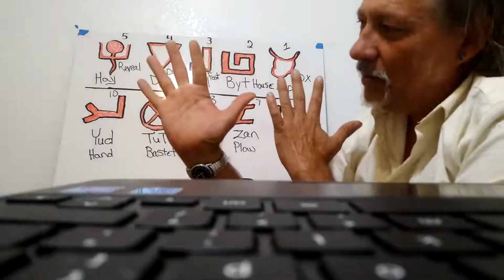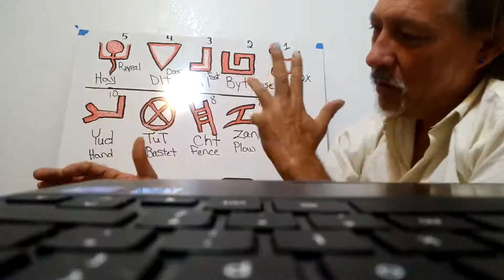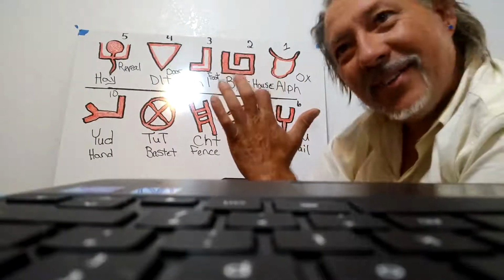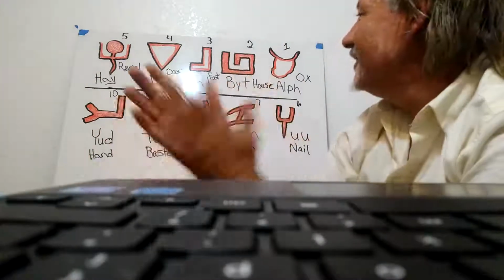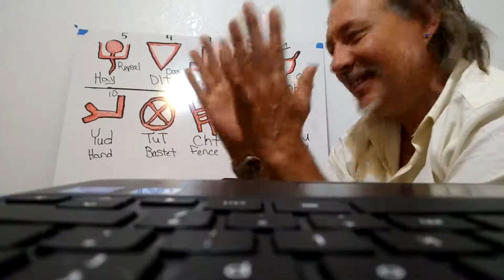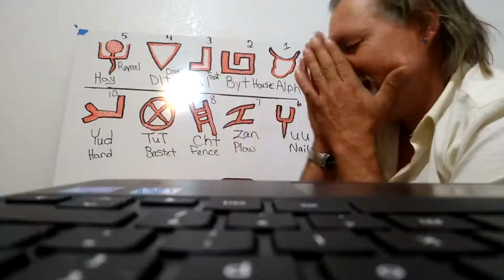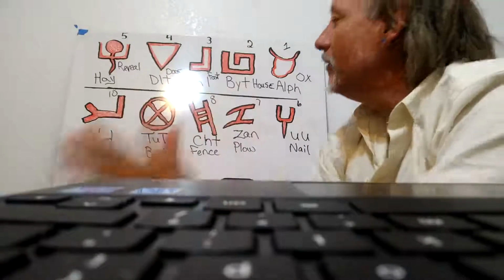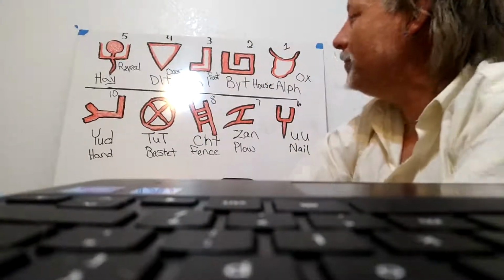Aluphbyt, Gmul, Dlut, Hey, U, Zan, Chet, Tet, YUD. Clap your hands. Yay. I love being a kindergartner. Oh, I love it.